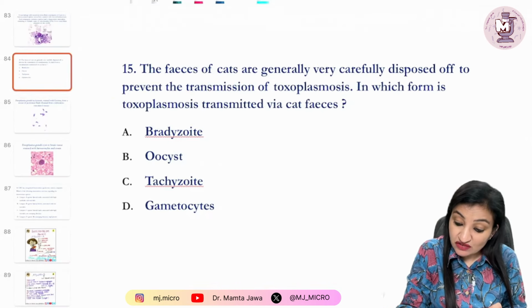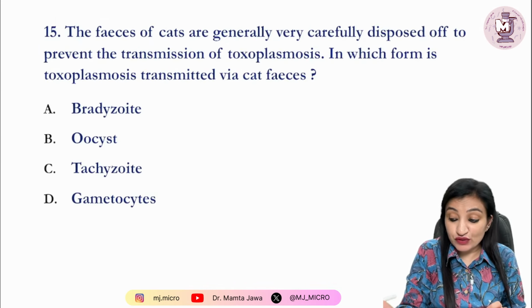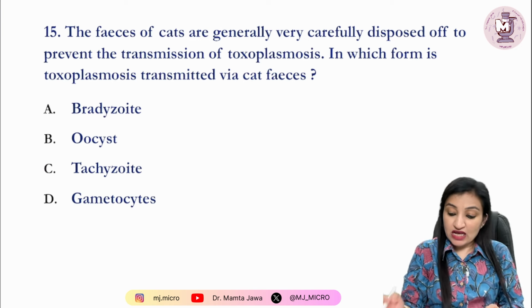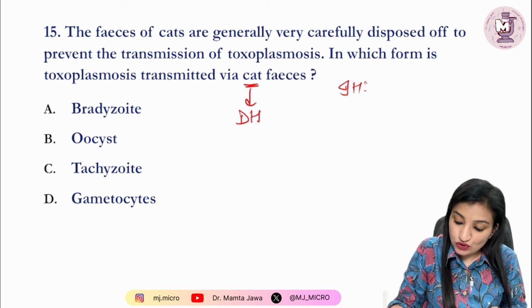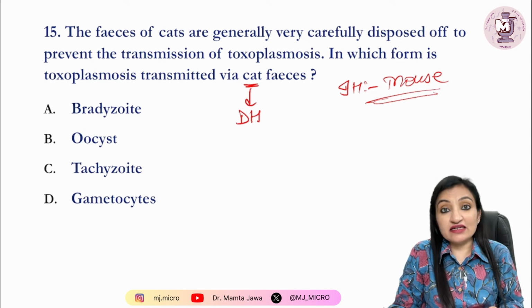Next question. The feces of cats are generally very carefully disposed of to prevent the transmission of toxoplasmosis. In which form is toxoplasmosis transmitted via cat feces? Now, the cat is the definitive host, and who is the intermediate host? The intermediate host is the mouse. Human beings are accidental intermediate hosts.